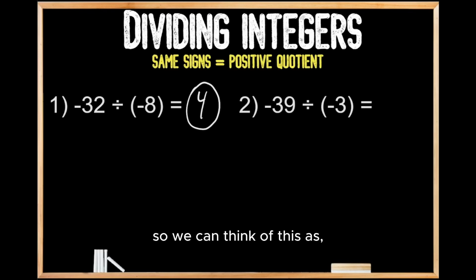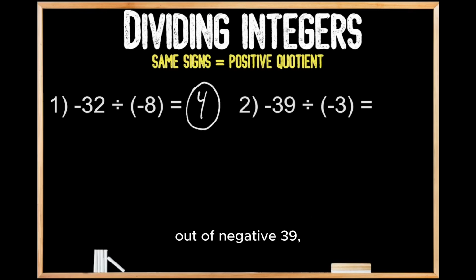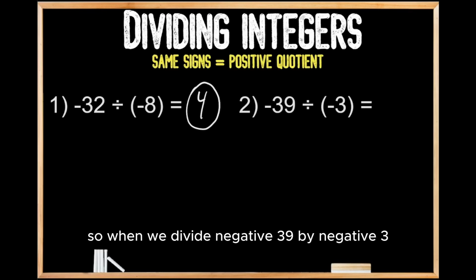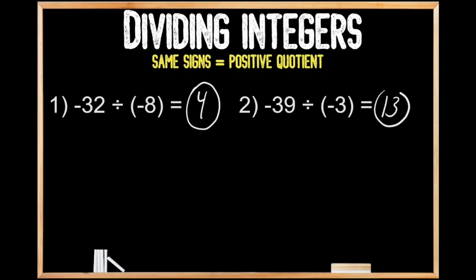So we can think of this as how many equal groups of negative 3 can we make out of negative 39? Well, we know that we can make 13 equal groups of negative 3 out of negative 39. So when we divide negative 39 by negative 3, we get the quotient of 13.